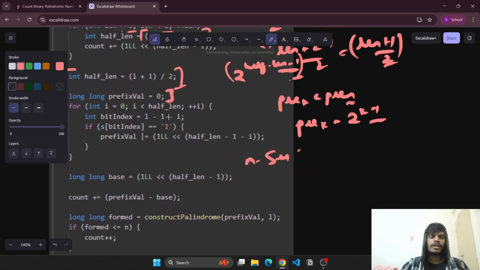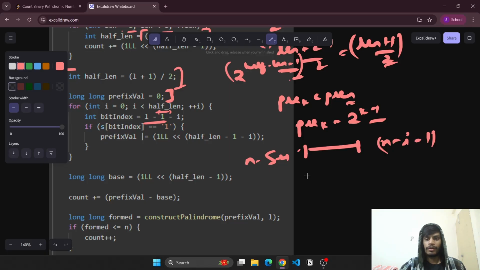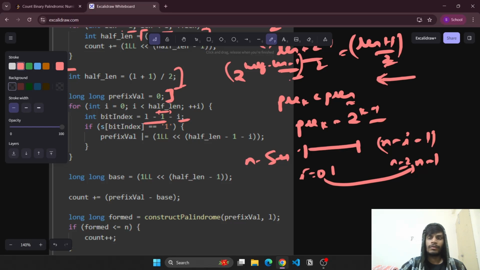So that's why we are moving for all half lengths, and then what we'll do here is move in the half length of the index. So the bit index will be simply n minus i minus 1. Okay, because for i equals 0, its pair will be stored at n minus 1. For i equals 1, it will be n minus 2. Okay, so since we need to traverse from the end, that is what we have done here, and the prefix value will be simply, if this bit is set here, then we'll need to set the prefix value at that particular bit.